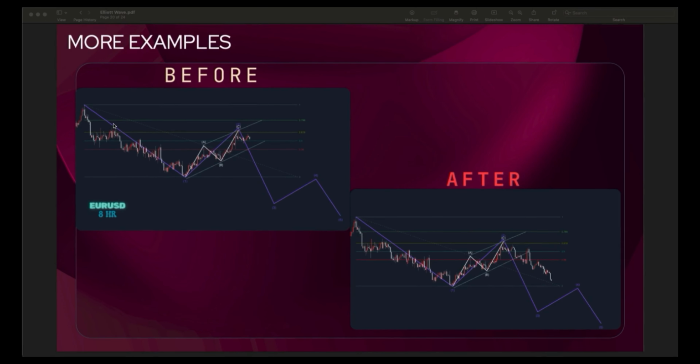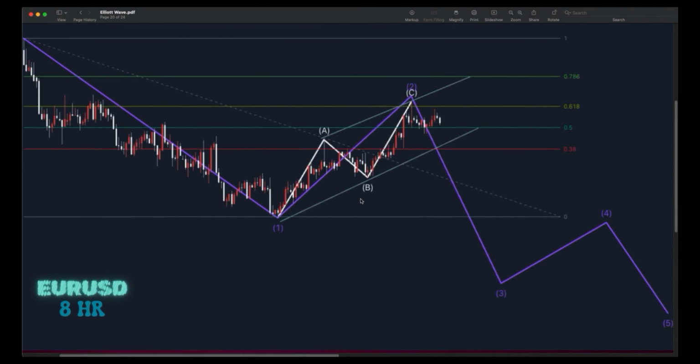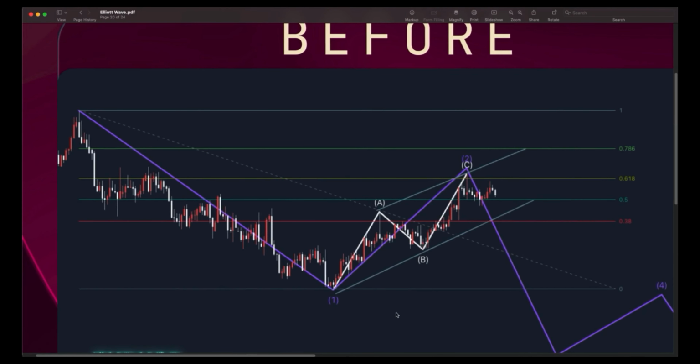Here, I have another example. Your Euro USD on the 8-hour. Let me zoom in for you. So as you can see, marked up my leg. 1, 2, ended here though. And the only reason why I marked this as my second wave or my corrective wave was because I started seeing this price action, and it was at the 0.618 level.